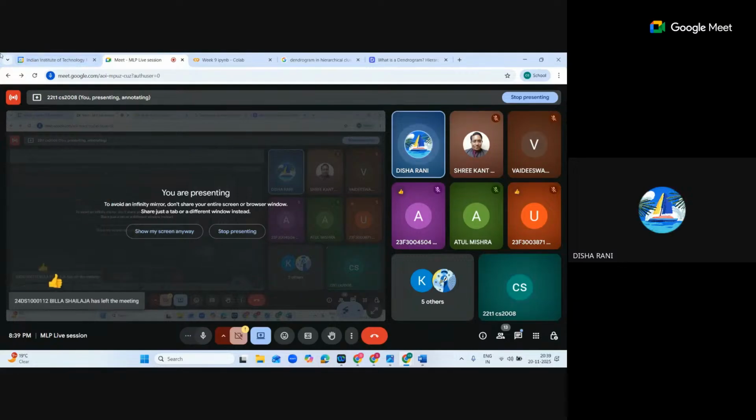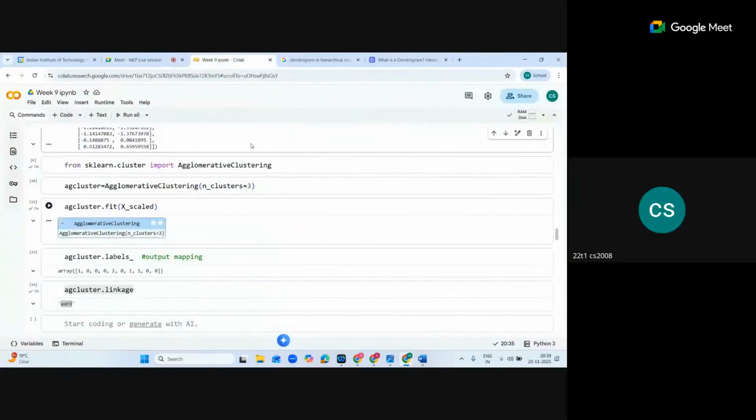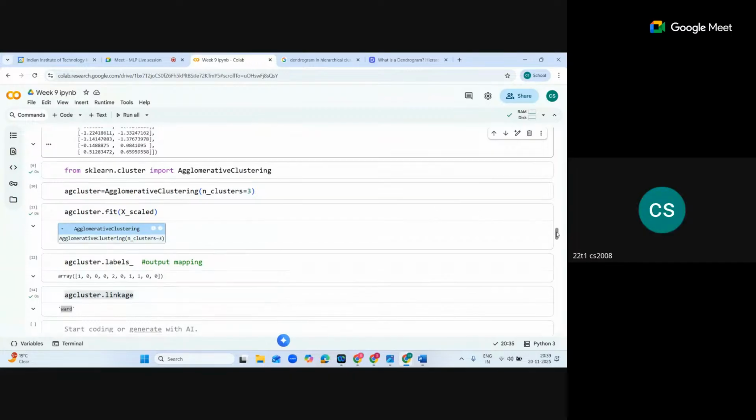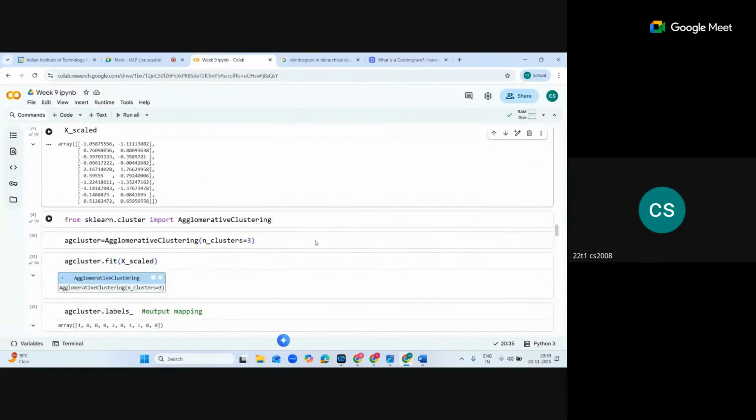So here, how can we do fine tuning? No, why will you do fine tuning? Fine tuning is for deep learning models, not for these ones. Are you asking about hyperparameter tuning? Yes, sir. Hyperparameter tuning, you don't need to do for this. Actually, in agglomerative clustering, the hyperparameter is only this one: n clusters, how many clusters you want.